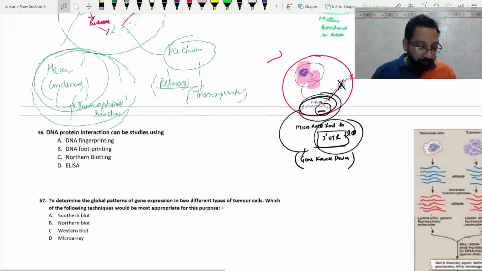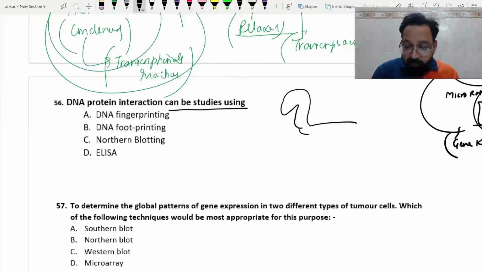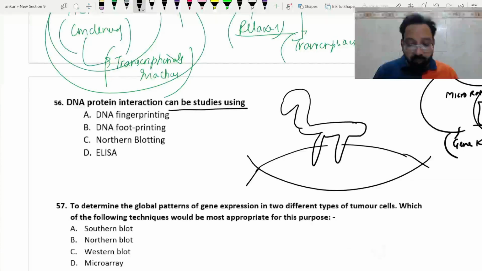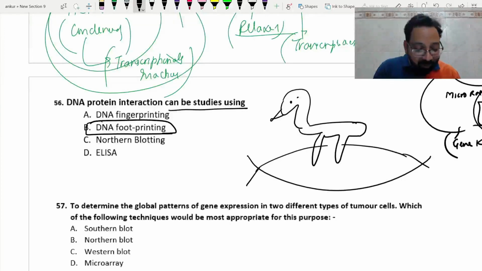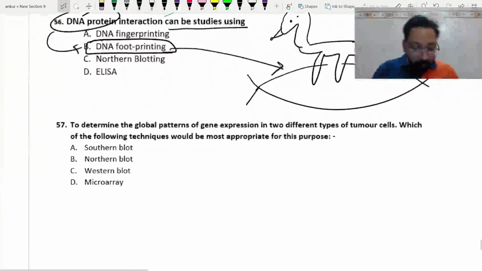Yes, knockdown. DNA protein interaction can be studied by, yes, you all know steroid hormone receptors have zinc fingers that interact with DNA, and this DNA protein interaction is studied by, I usually make a mnemonic like this. These are the feet of this duck or whatever you say: DNA footprinting. DNA protein interaction is studied by DNA footprinting.